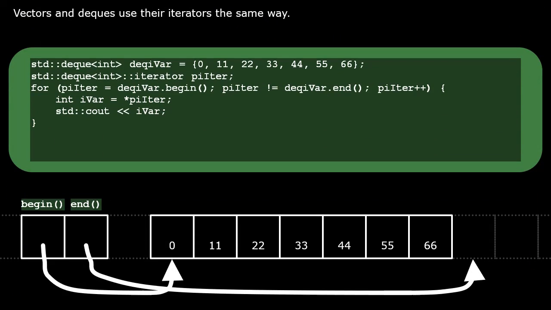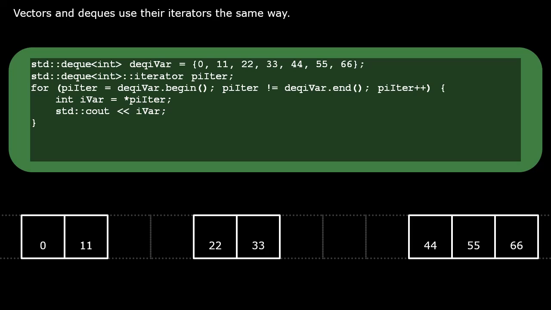Vectors and deques use their iterators the same way as each other. That's true even though a deque's storage isn't necessarily contiguous. This form of iteration still works because STL's internal implementation of a Deque iterator is much more complicated than merely being a memory pointer like it could have been for a vector.